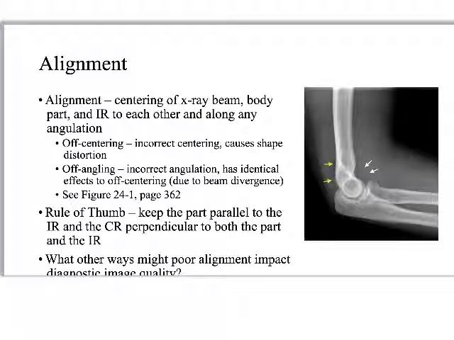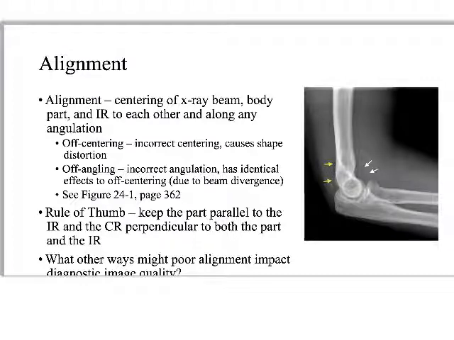And the two ways that those can occur that he talks about in our textbook are off-centering and off-angling. Now, those are just kind of made-up terms that he uses. A lot of times on the registry, it might just say improper alignment, improper tube alignment or something like that. But for these purposes, off-centering means incorrect centering. And so the relationship between the CR and the part in particular is off.